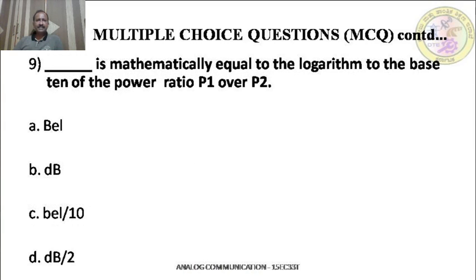9th one: dash is mathematically equal to the logarithm to the base 10 of the power ratio P1 divided by P2. Options: bell, decibel, bell by 10, or dB by 2. For this, the answer is bell. You can define the bell using the above equation, log base 10 P1 by P2. That means the correct answer is A, bell.